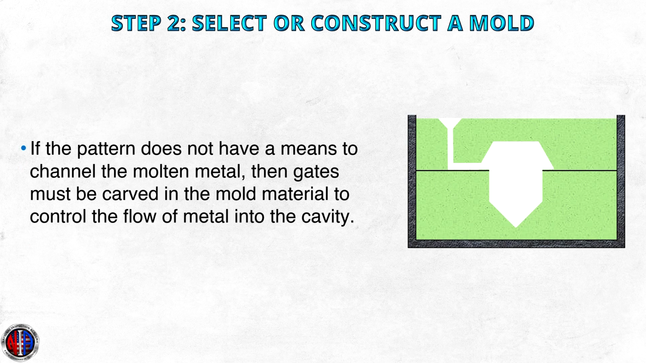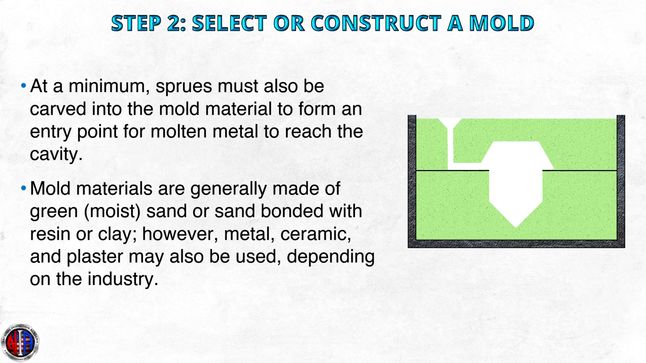If the pattern does not have a means to channel the molten metal, then gates must be carved into the mold material to control the flow of metal into the cavity. At a minimum, sprues must also be carved into the mold material to form an entry point for molten metal to reach the cavity. Mold materials are generally made of green or moist sand or sand bonded with resin or clay. However, metal, ceramic, and plaster may also be used depending on the industry.